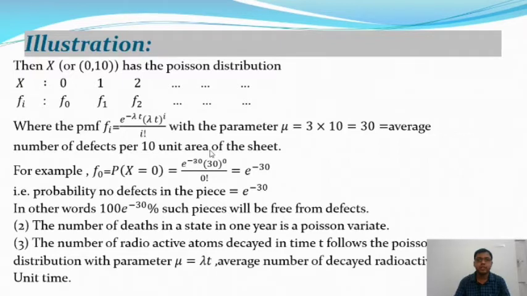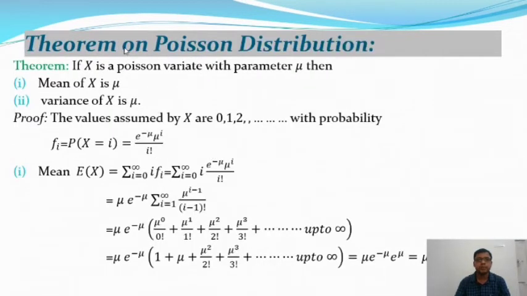Now we are going to the next slide. So there are some theorems on Poisson distributions. If X is a Poisson variate with parameter mu, in that case the only parameter is mu.